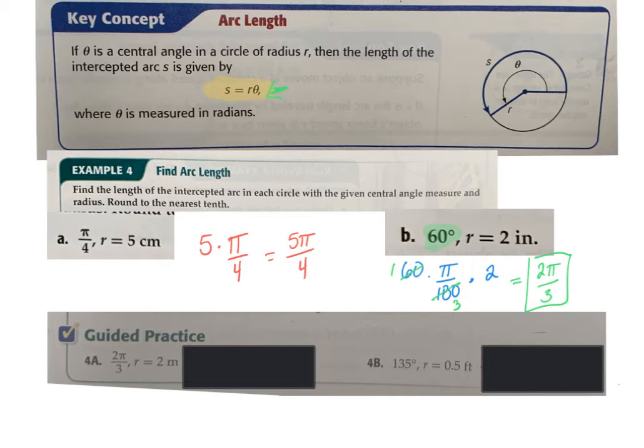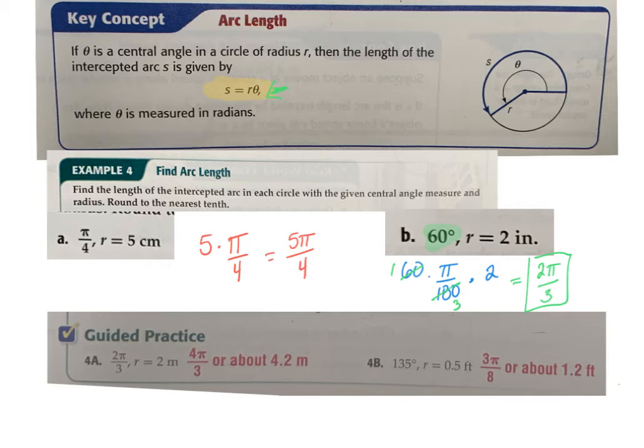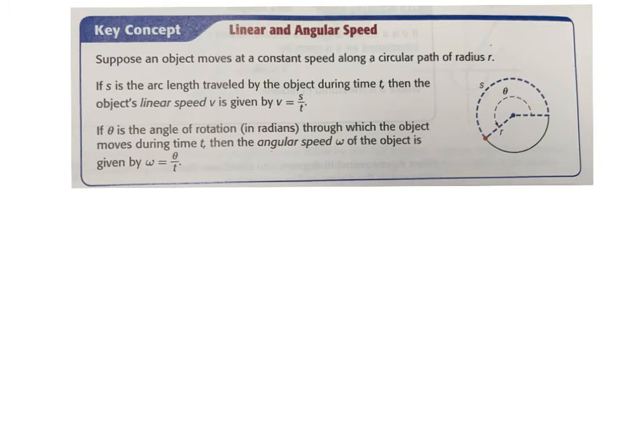So when it is in degrees, you have to convert it first. Degrees will make you convert first before you can go on. So go ahead and try those two. All right, check your work here. 2 pi over 3 and 2, 4 pi over 3. And if they want it rounded to the nearest whatever, you would round. In this case, they rounded that. For this one, 3 pi over 8.